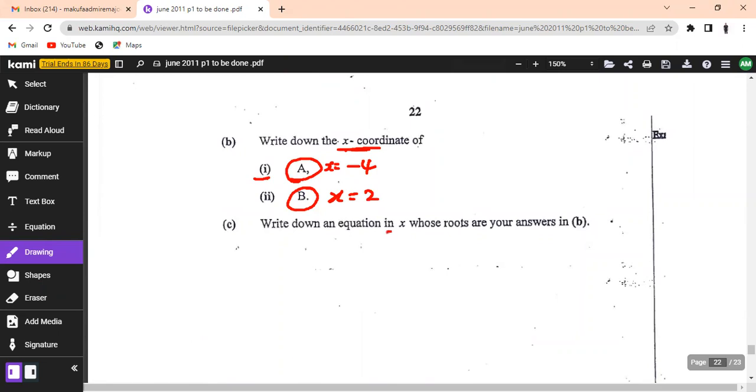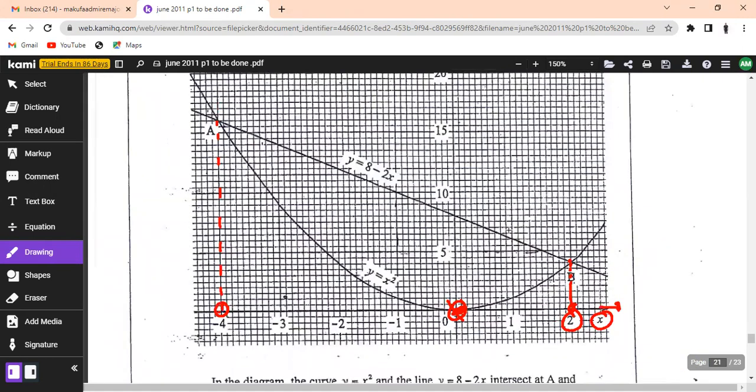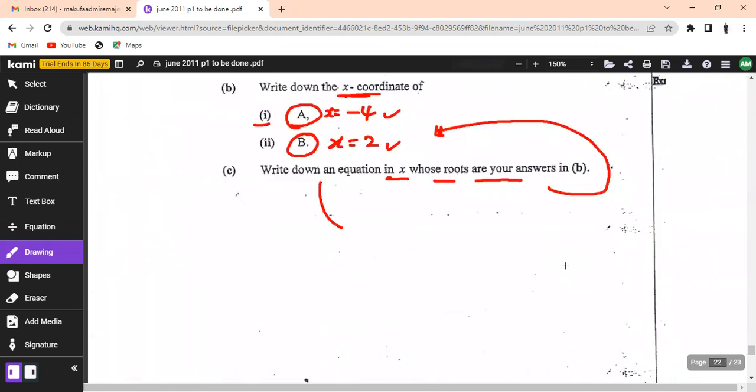Then write down the equation in x whose roots are your answers in B here. What we did here, we obtained the roots, which are minus 4 and 2. Now the question is, write down the equation. I want us to see something here. At where we took these points, where we've got B and C here, that is our point of intersection. This is the point of intersection of what? Of these two graphs, the straight line and the quadratic graph. And I told you guys, at the point of intersection, the two graphs are equal. So that is what we are going to take.